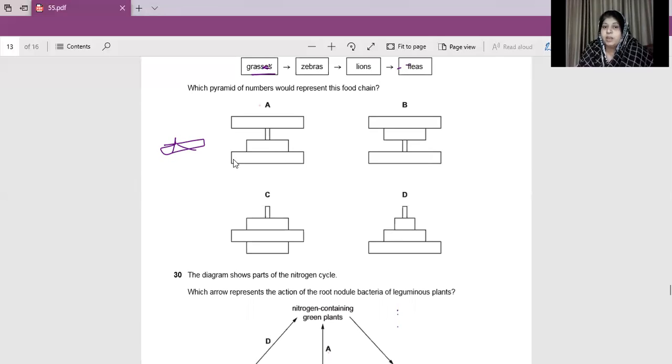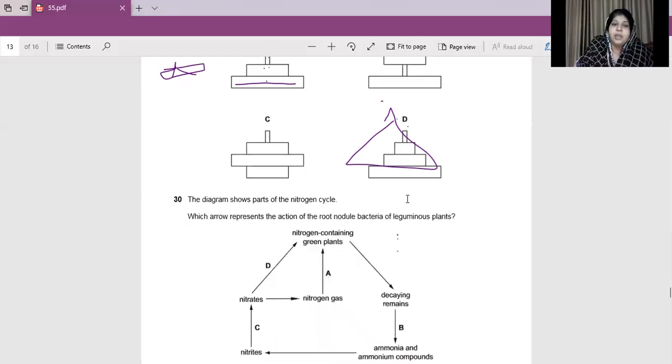Look at this. Grass is eaten by zebras. Zebras are eaten by lions, and on the lions many fleas are there. Here it is considered the pyramid by mass. If the question is related to mass, then we directly go to this one. A straight triangle is there.